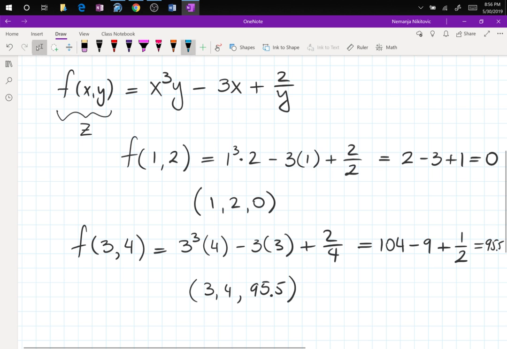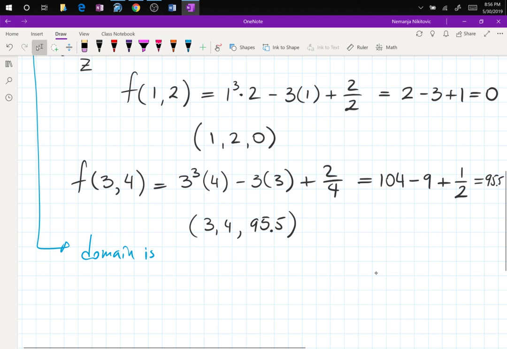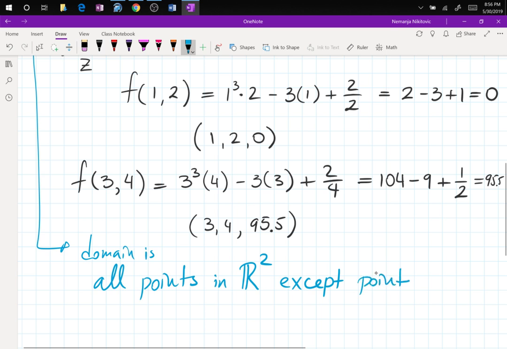So for this particular problem here, the domain is all points in R2. This is the way to say all of the points of the xy plane, except points along the x-axis, which are of the form a comma 0. So we are excluding all of the points on the x-axis because all of those points have y equals 0 coordinate, and that would make one of the terms of our function explode, so we don't want that.